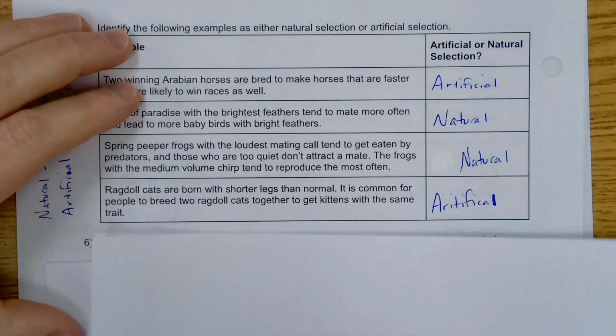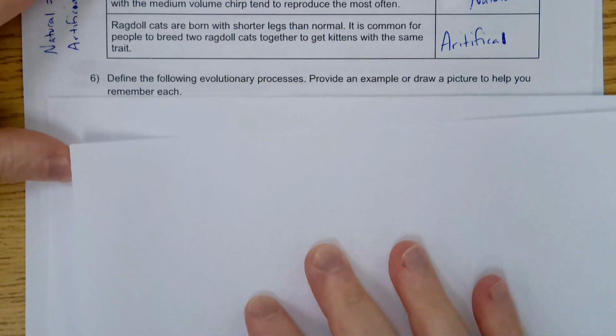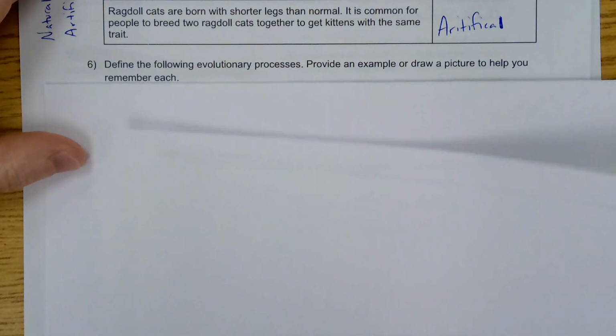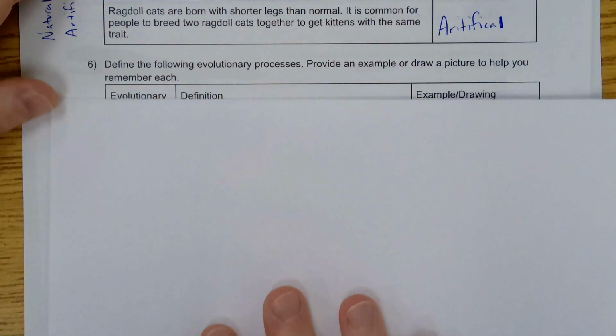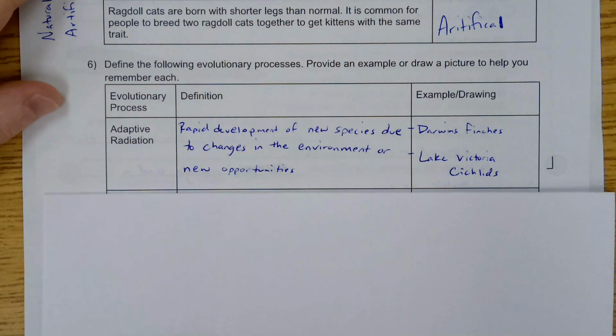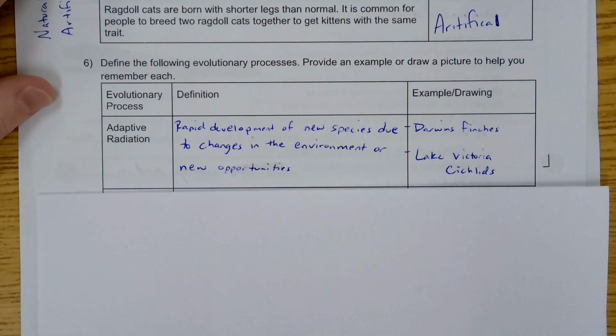Now, number 6 says define the following evolutionary processes, and provide an example or draw a picture to help you remember each. Our first process is adaptive radiation, which is the rapid development of new species due to changes in the environment or new opportunities. The examples we saw in class are Darwin's finches, and then in the book they mentioned Lake Victoria cichlids.